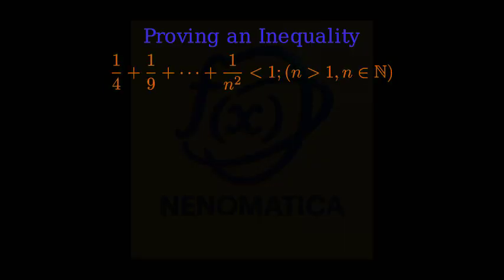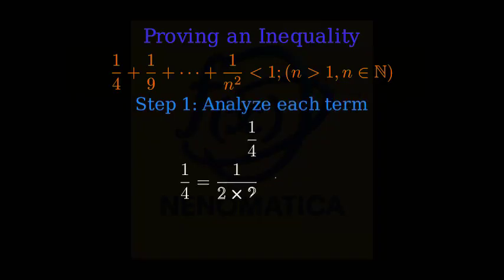Welcome to this math video, where we'll prove an inequality involving an infinite series. Let's start with our problem statement. Let's begin by analyzing each term in our series. We'll establish inequalities for each term separately. First, let's look at 1 over 4. We can write this as 1 over 2 squared, which is less than 1 over 1 times 2.